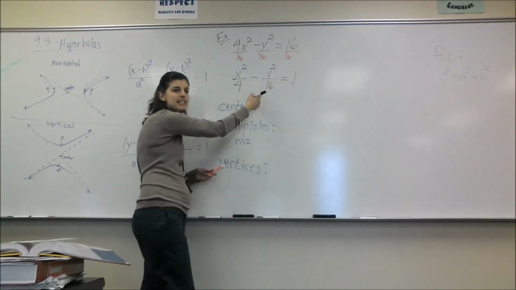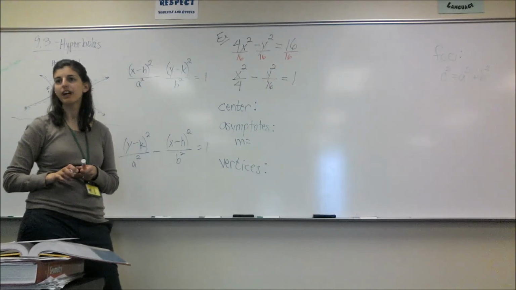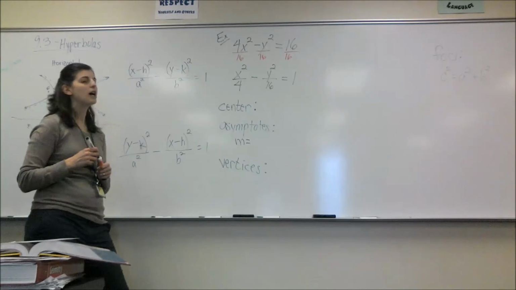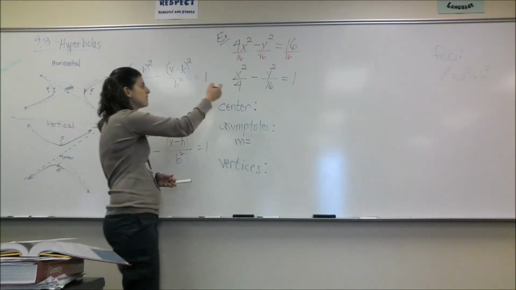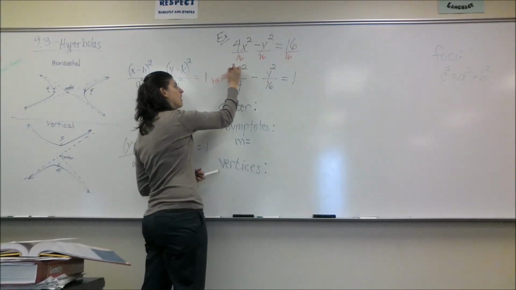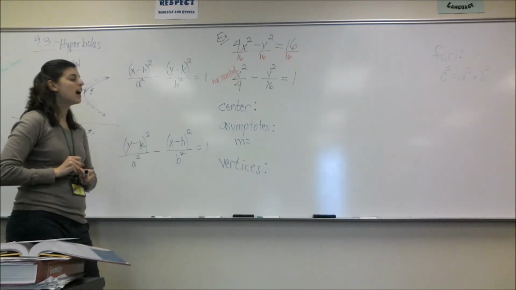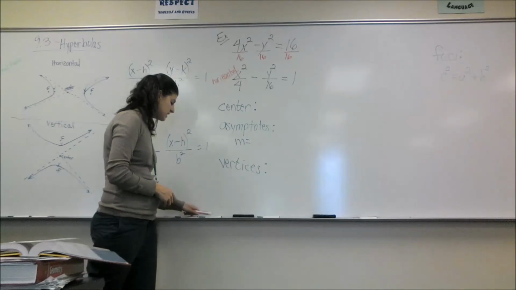See here, the second denominator is bigger than the first denominator. That doesn't tell you anything about the direction of the opening. Is this a vertical or a horizontal hyperbola? Let's decide that now. Horizontal, very good. The x is first. So it's a horizontal hyperbola. Now we need to find the center, the asymptotes, and the vertices.